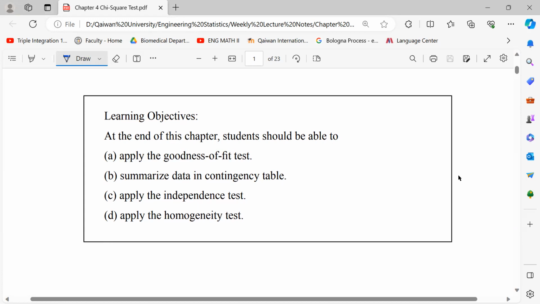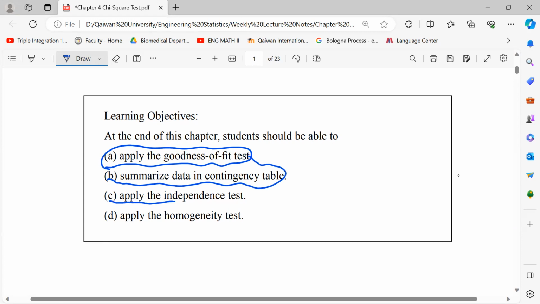Here we talk about applying the goodness of fit test, and then we summarize data in contingency tables and apply the independence test, and finally we apply the homogeneity test. In these last two, we have the same rule. We apply the same rule in solving these two types of questions.